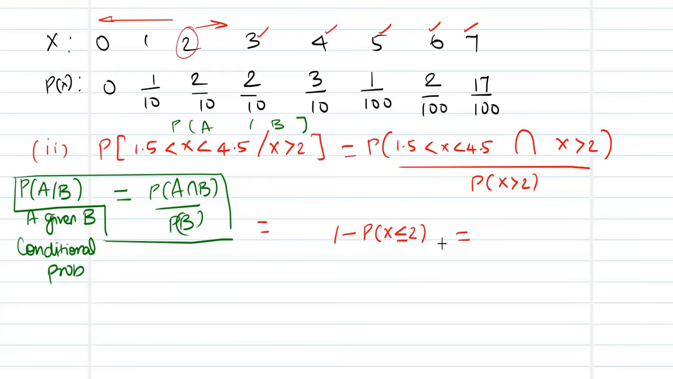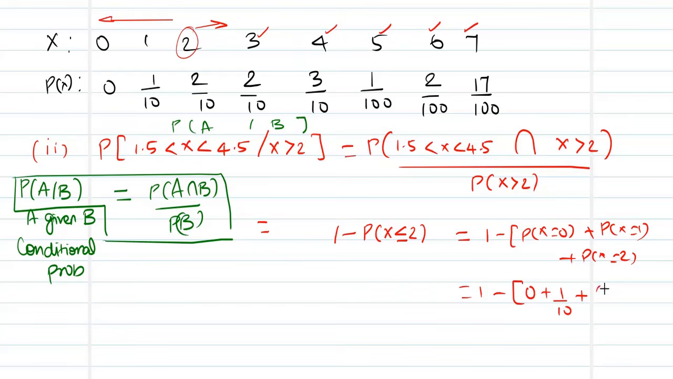So what will be the value for less than or equal to 2? 1 minus probability of x equal to 0, x equal to 1 and x equal to 2. So what you will have over here is 1 minus, x equal to 0 is 0, x equal to 1 is 1 by 10, x equal to 2 is 2 by 10. So 2 plus 1 makes it as 3 by 10. 1 minus 3 by 10, so this makes it as 10 minus 3, so it is 7 by 10. So what is our denominator? We have now fixed our denominator. Denominator is 7 by 10.